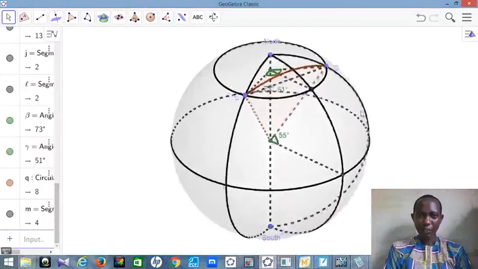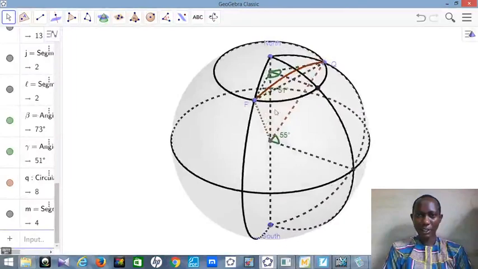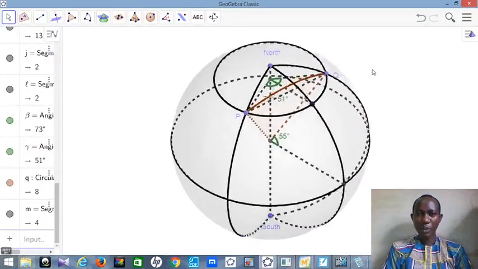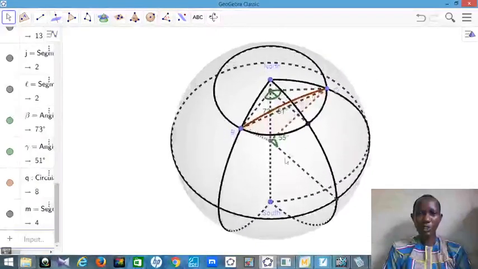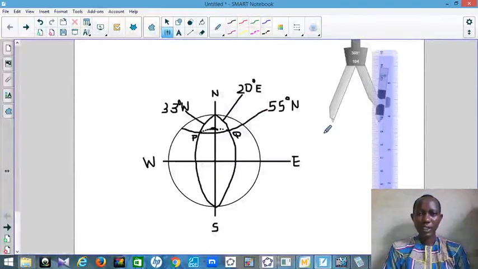Okay, now I've joined this place. You see this straight line I joined from P to Q. So this is a chord. So we have a chord common to the two shapes. If you want to put this on paper, you can see what we have here.